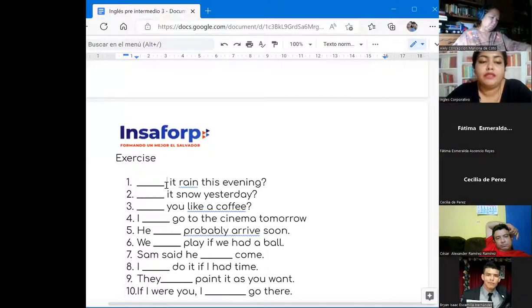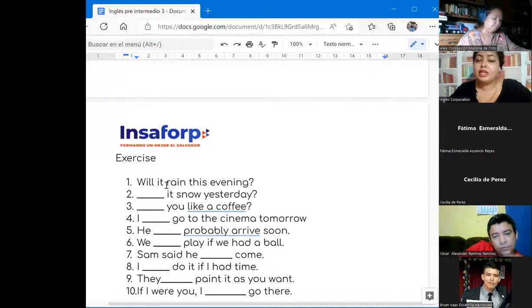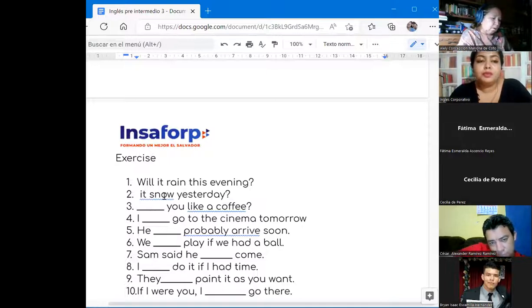Okay, let's see. For the first one, it rained this evening. Estamos hablando de futuro. Esta tarde, algo que no ha pasado. ¿Cuál vamos a utilizar en esta número uno? Will. Will it rain this evening? ¿Va a llover esta tarde? Maybe yes, maybe not. We don't know.